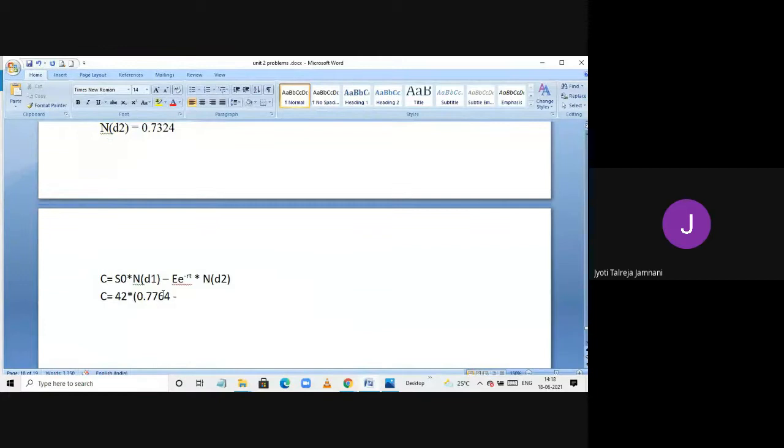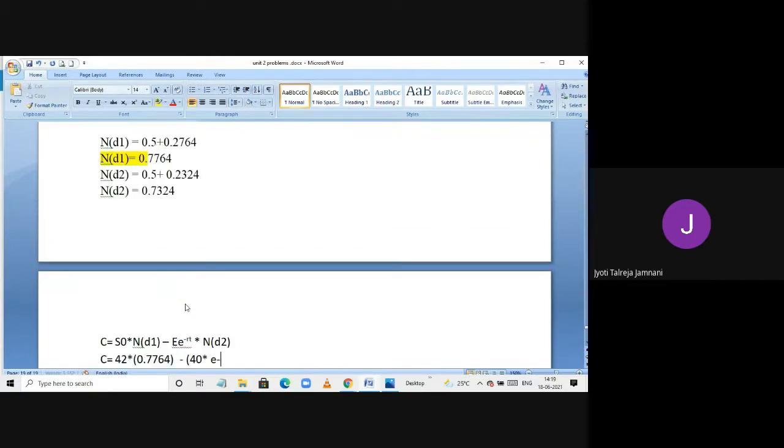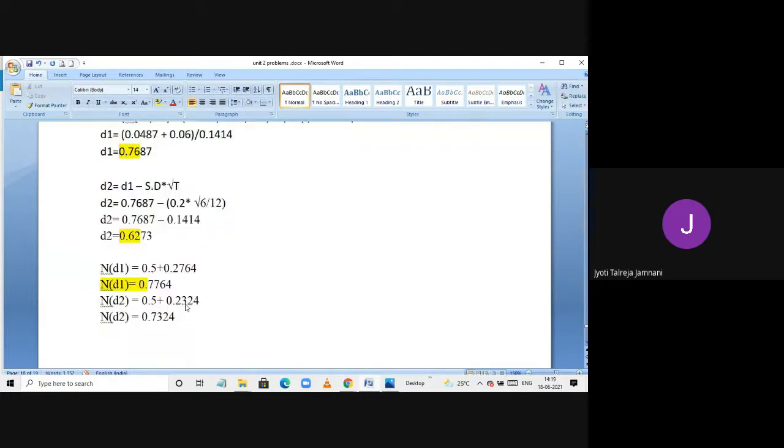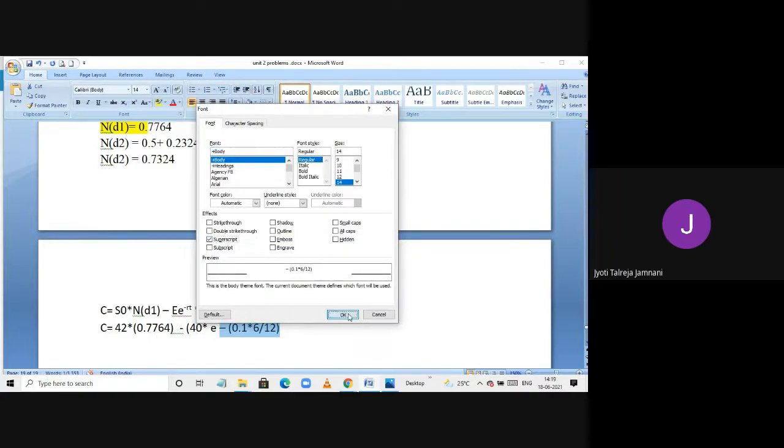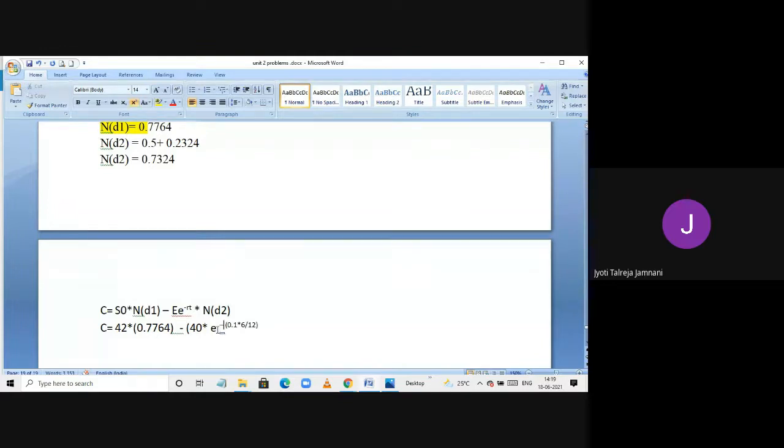It's correct here. Okay, this we have to multiply with S0, then minus E. E is 40 into E raised to minus RT. So R is 10% and time is 6 months, so 0.1 into 6 by 12. Do this E raised to minus RT. Okay, E raised to minus RT into ND2. ND2 is 0.7324.